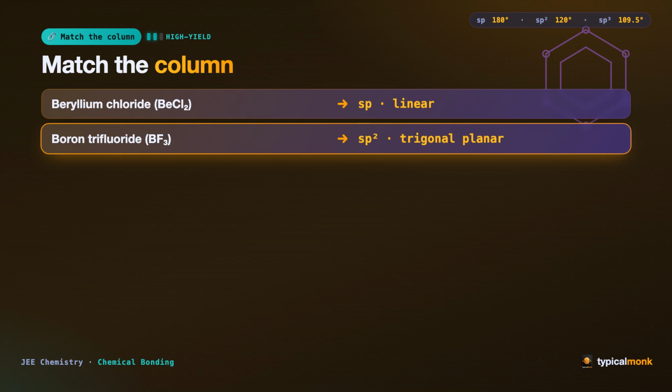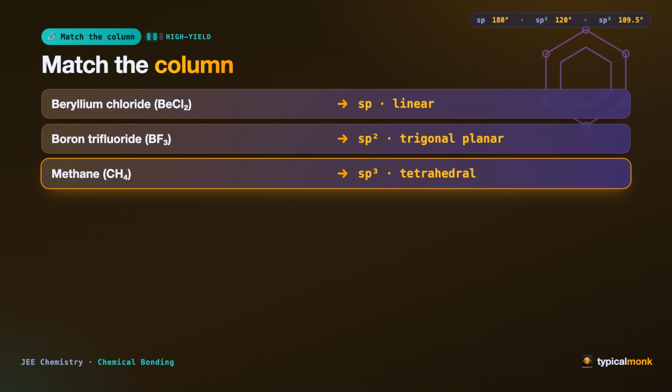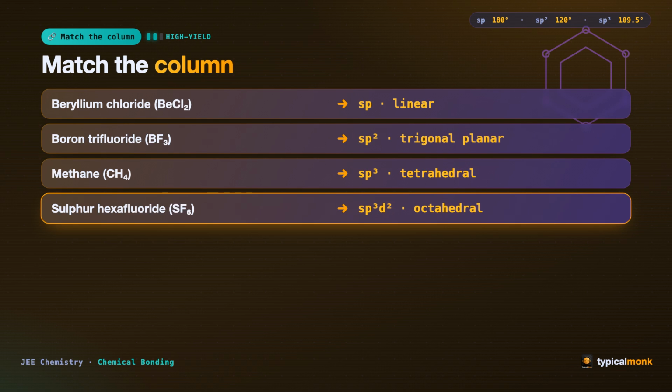Boron trifluoride, sp2 hybridized, and therefore trigonal-planar. Methane, sp3 hybridized, and therefore tetrahedral. And sulfur hexafluoride, sp³d² hybridized, and therefore octahedral. If all four came to you before the reveal, hybridization is becoming yours.